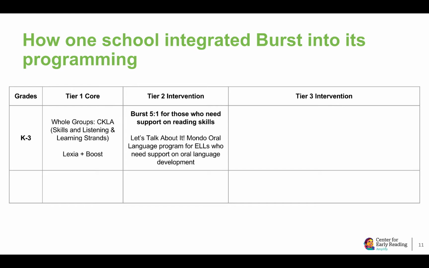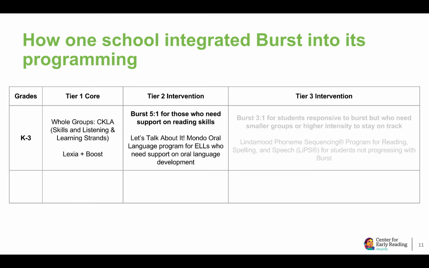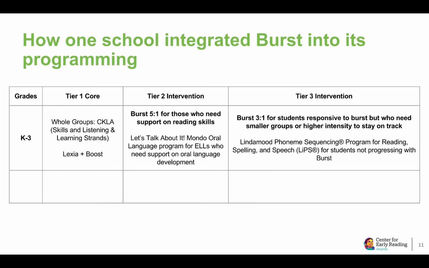BURST and Mondo's oral language program are used for Tier 2 interventions. These interventions are in addition to the Tier 1 core instruction and take place outside of the core literacy block. You see that the school was very specific in the student profiles that qualify for each of these two intervention programs so that students get the right intervention. Students who need extra support with reading skills are placed into BURST, and those who need extra support on developing their oral language skills are placed in Mondo's oral language program. Sometimes that is in addition to receiving BURST. So if their profile shows a need for Tier 2 intervention in reading and oral language development, they would be placed in both programs.